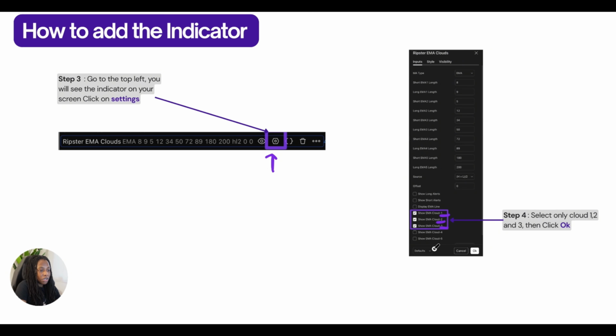The reason for this is because there are like 5 clouds and you don't need all 5. You just need the ones that I am showing you right here to be able to use this indicator as I have shown. If you don't follow this exactly to the T, don't ask me why it didn't work. Okay, so once you do that, you then click OK, and it should be all good.